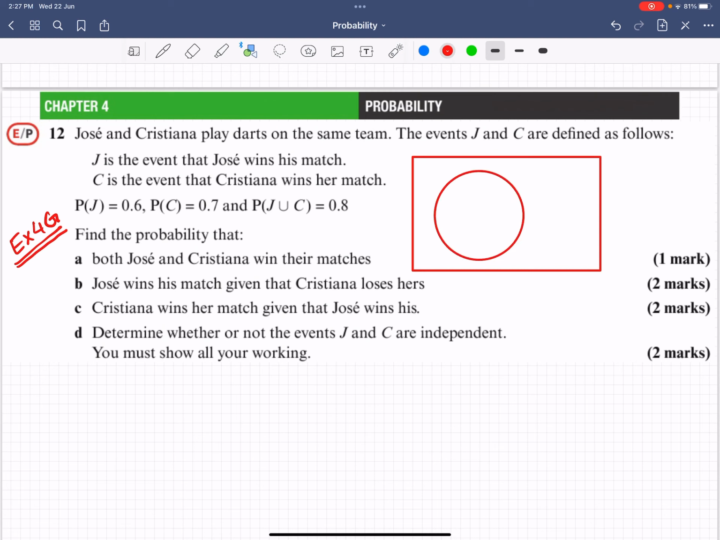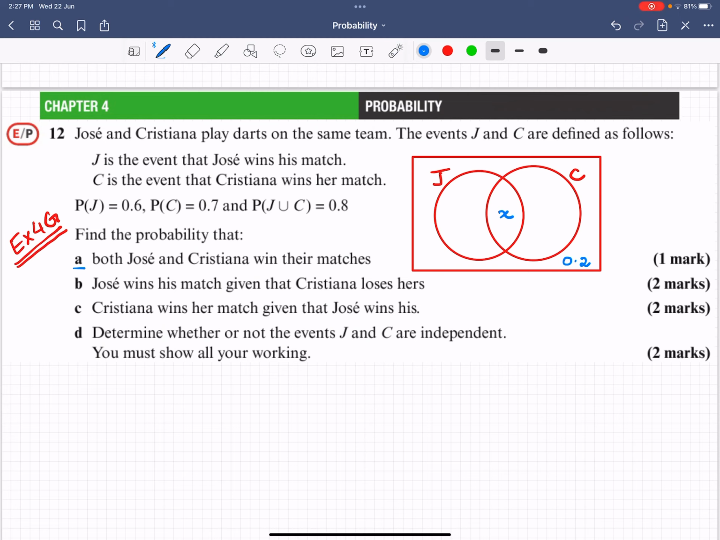We have Jose winning and Christina winning. So this is the probability that Jose wins and this is the probability that Christina wins. J union C is 0.8, which means the union of these two sets is 0.8. Therefore, J complement intersection C complement is going to be 0.2, which means outside both the sets is 0.2, as 0.8 is inside.